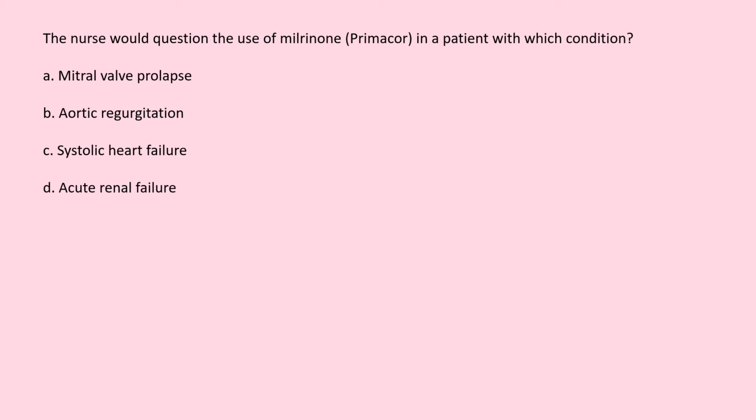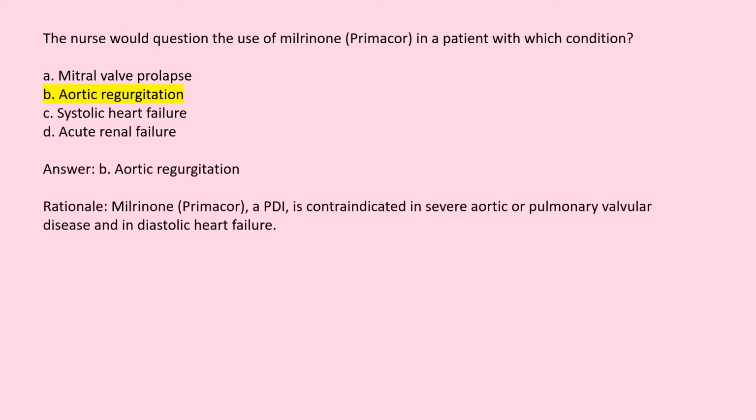The nurse would question the use of milrinone, Primacor, in a patient with which condition? A. Mitral valve prolapse. B. Aortic regurgitation. C. Systolic heart failure. D. Acute renal failure. Answer. B. Aortic regurgitation. Rationale. Milrinone, Primacor, a PDI, is contraindicated in severe aortic or pulmonary valvular disease and in diastolic heart failure.